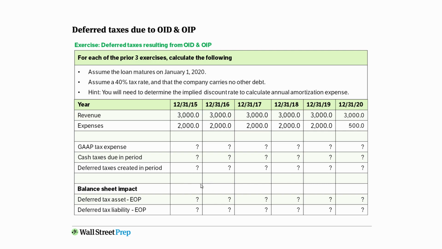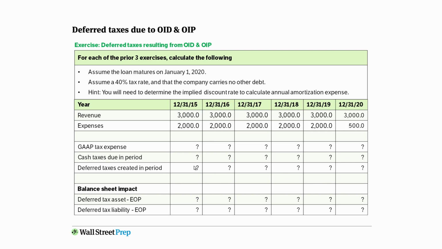And trying to understand, incorporating the deferred tax concepts that we've introduced in prior videos and now combining them with the accounting for original issue discount and original issue premium enables us to understand not only the basic accounting for original issue discounts and premiums, but also what's happening to the deferred taxes associated with them. So this is a challenging exercise.